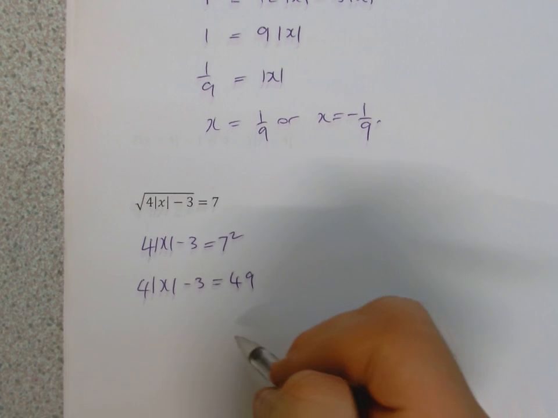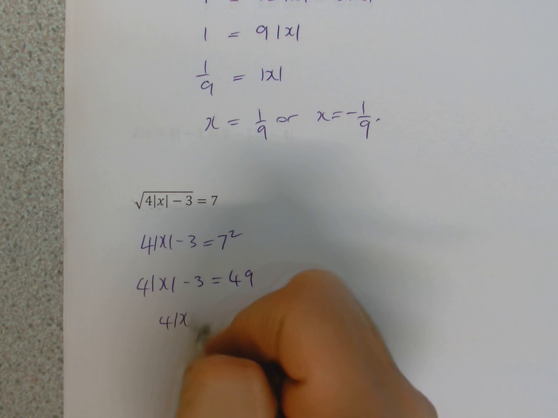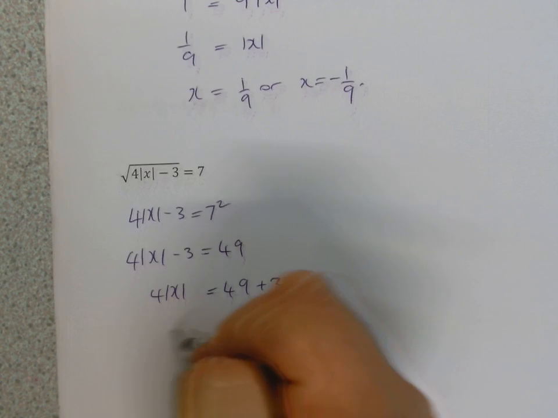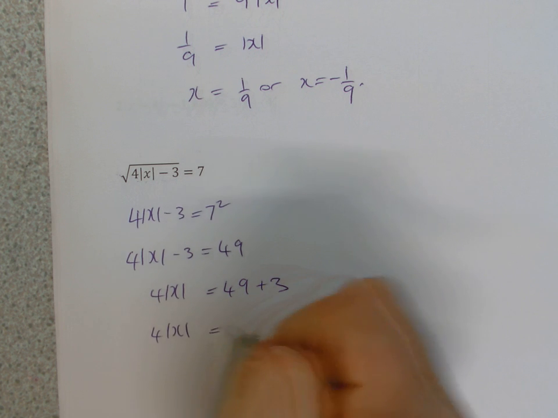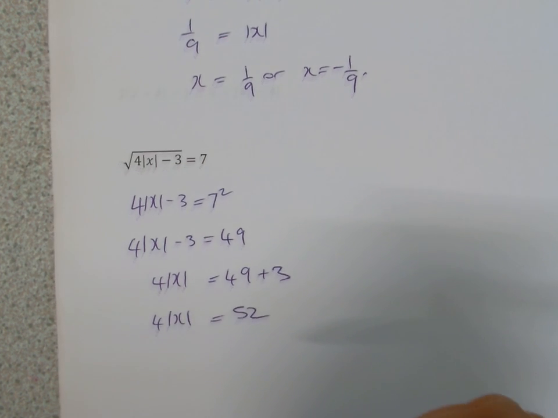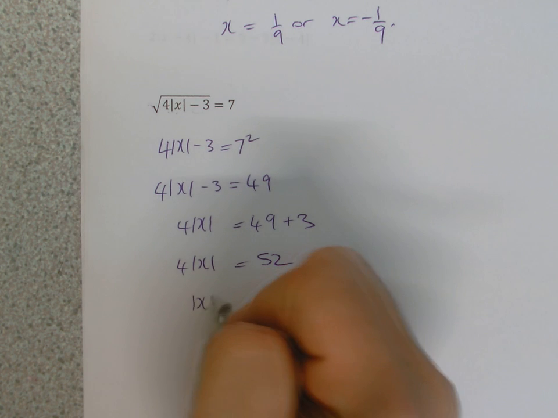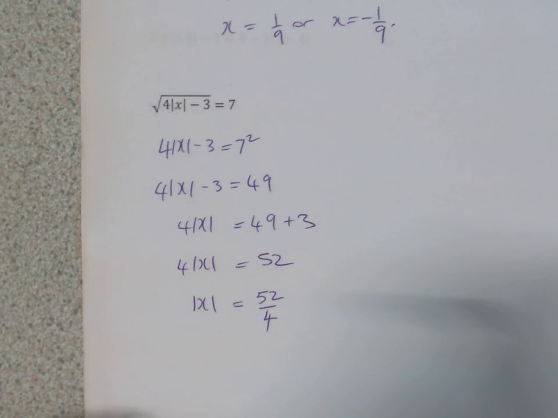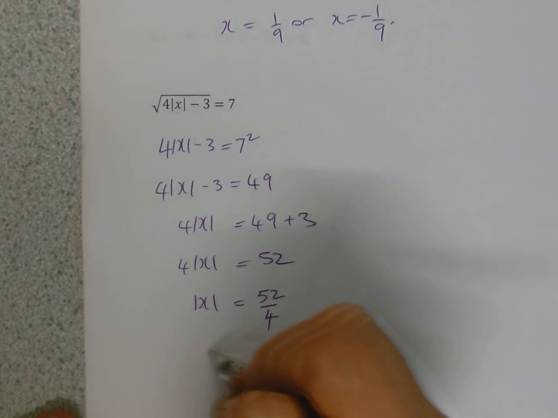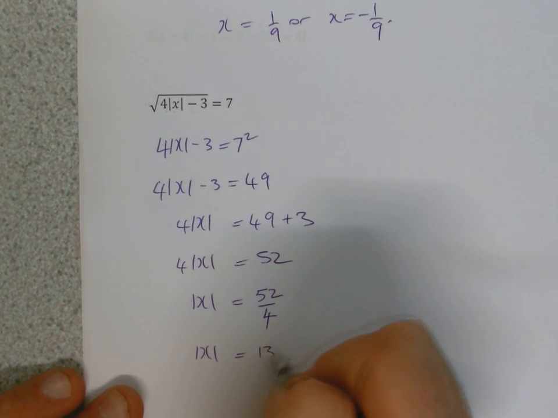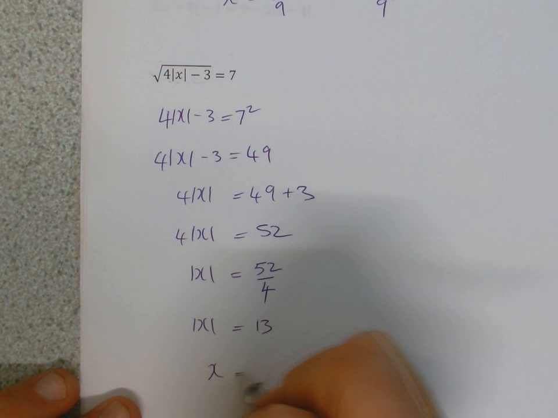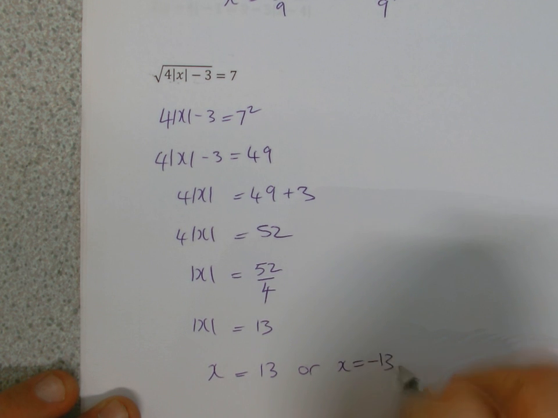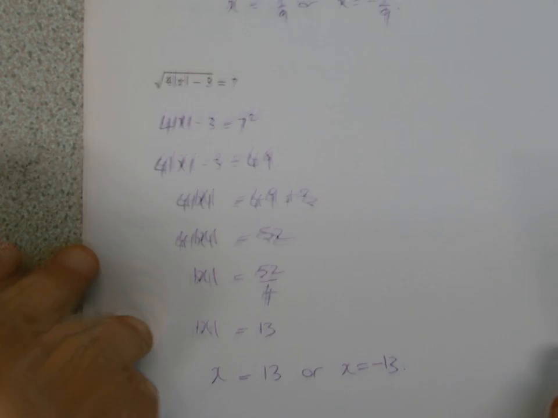All right. Then, of course, deal with the minus 3. Just take it over. It's not involved with the modulus, so that's 52. And then with mod x, get rid of the 4. 52 divided by 4 is 13. Okay, so mod x is 13. So if mod x is 13, x could either be 13 or x could also be minus 13.